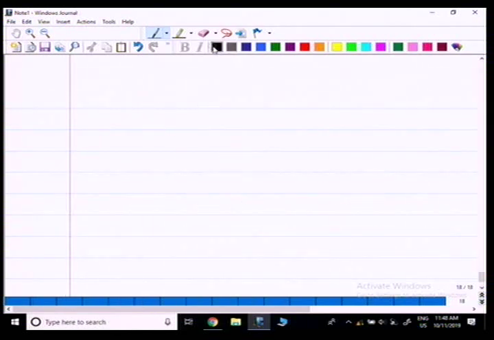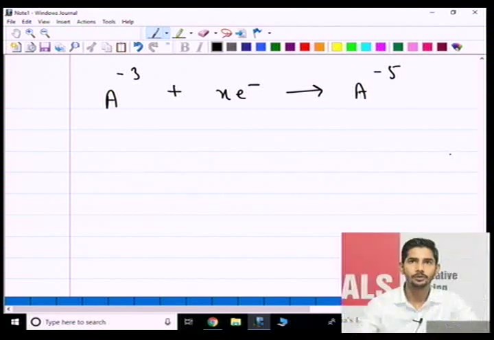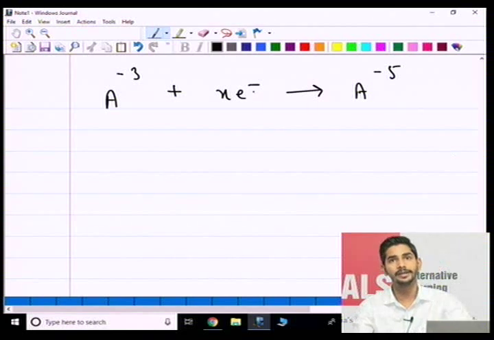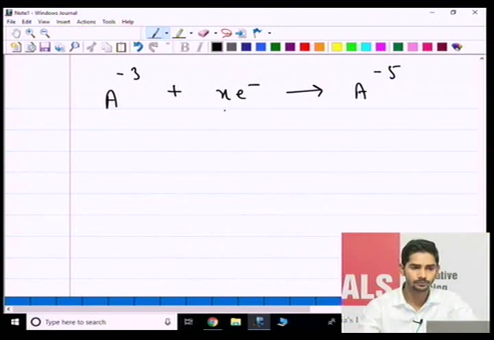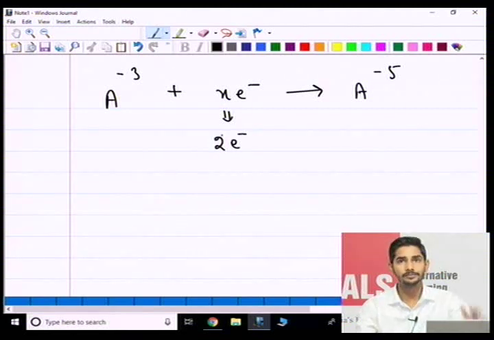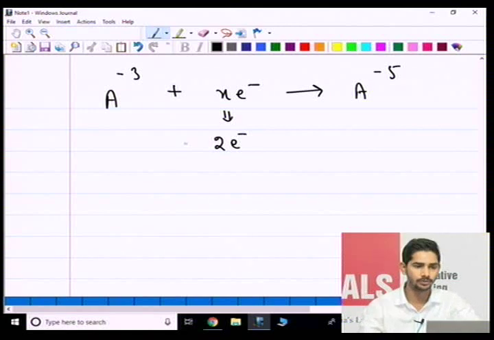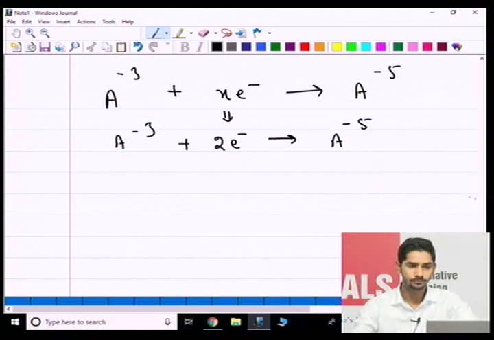Let's take another example. Put it -3 plus x electron and put it -5. I'm sure that if I put, see, electron means already negative charge. If I put x equal to 2, it will become 2 times of the charge on electron. A -3 will give you what? A -5.